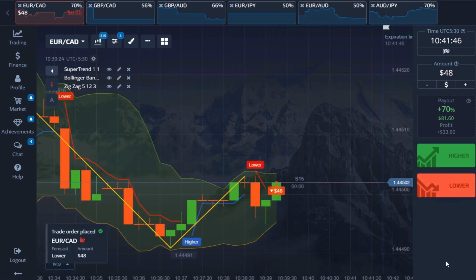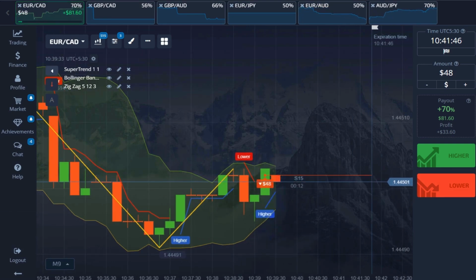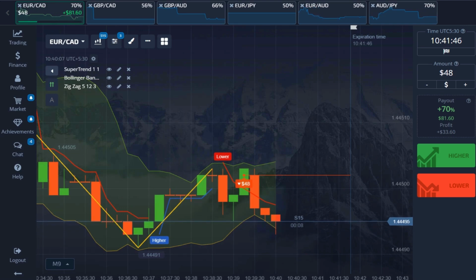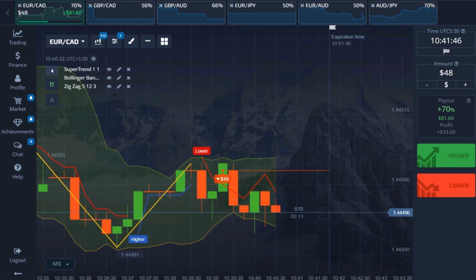Here it is, traders, a perfect sell trade setup based on our strategy. Let me break it down for you. The candle has touched the upper Bollinger Bands line. The Zig Zag indicator line is positioned above the candle, and we've received a sell signal from the Supertrend indicator. This is the perfect moment to enter a sell trade according to our rules.